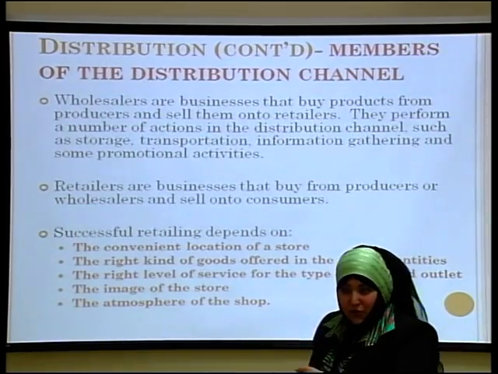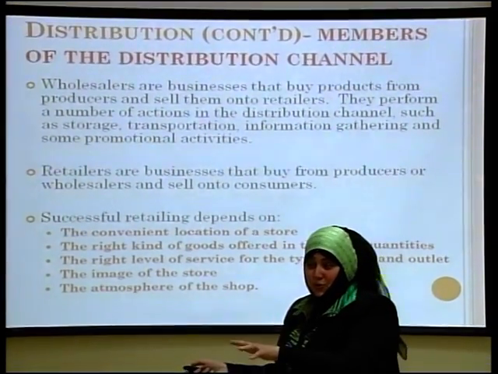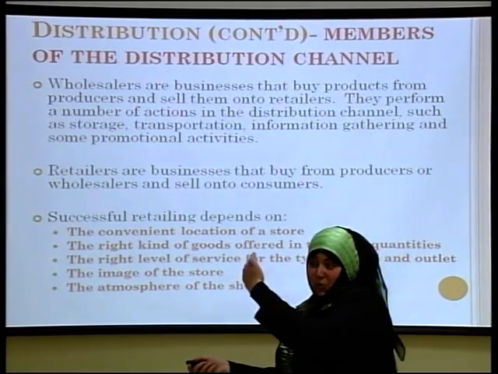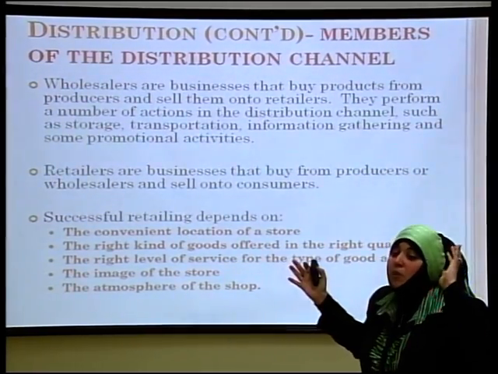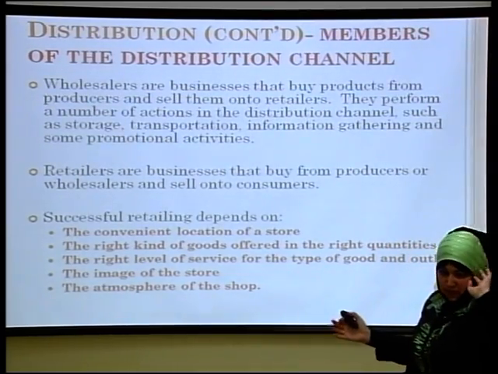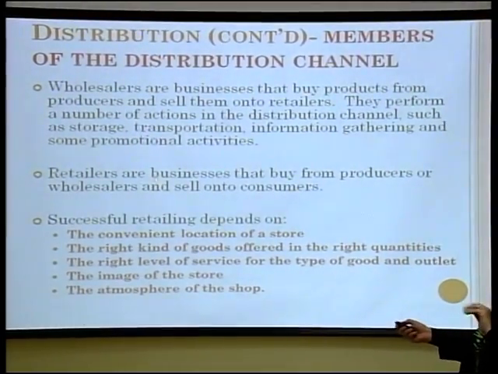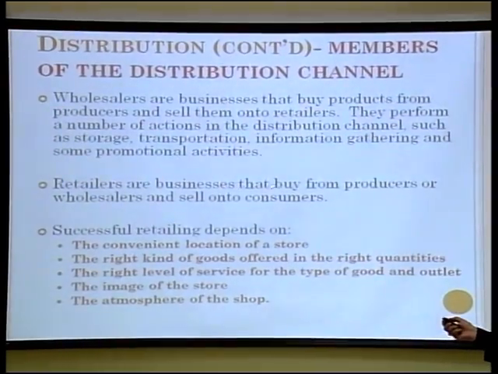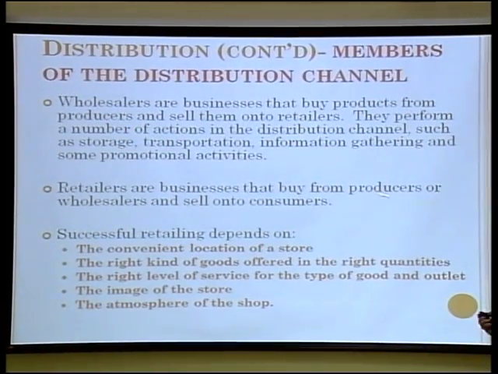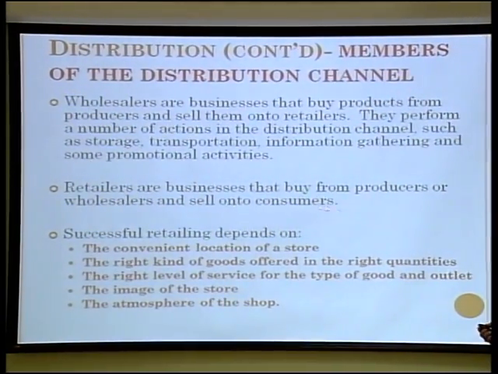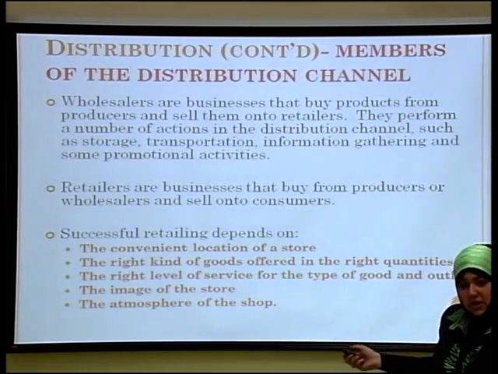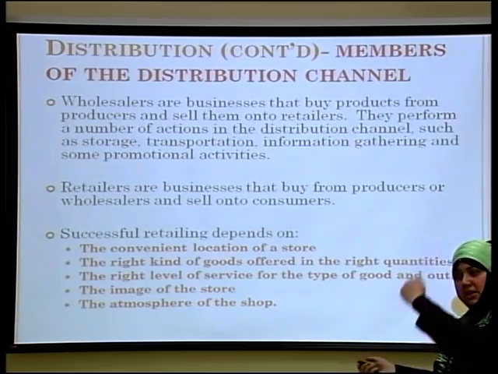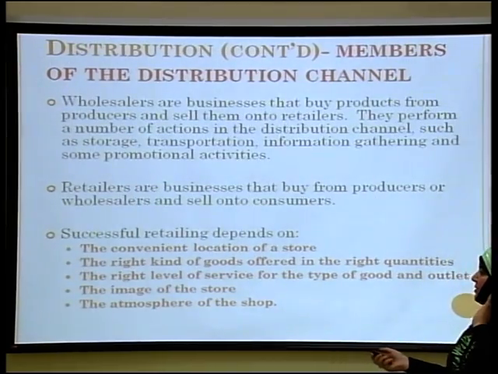I'm telling you, when you conduct disintermediation, you as a producer or manufacturer need to be able to take the hassle of all these tasks and do them well. It's your decision then, okay? If you have the capability of doing this. Retailers are businesses that buy from producers or wholesalers and sell on to consumers. These are the retailers. Buy from wholesalers or producers and then sell to the final consumers.